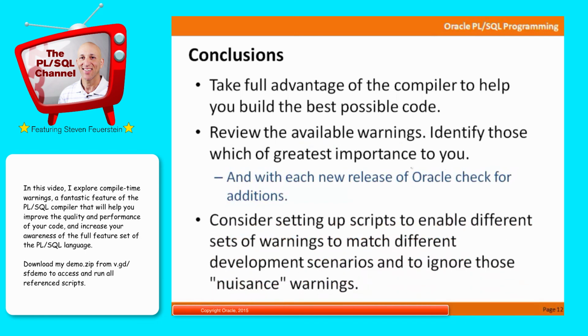And then you might consider setting up special scripts that enable different sets of warnings to match different development scenarios. For example, if you're building an application that uses invoker rights, AUTHID CURRENT_USER, then you might want to insist that every program unit has the AUTHID clause set, whether it's definer or invoker. You might have another set of scripts for a different application in which you have certain warnings that are set to be errors, and so on. And of course, you can then ignore the nuisance warnings. You can disable certain warnings like the 5018.